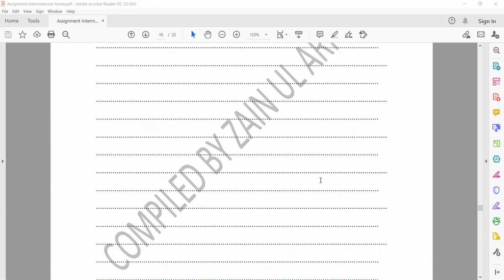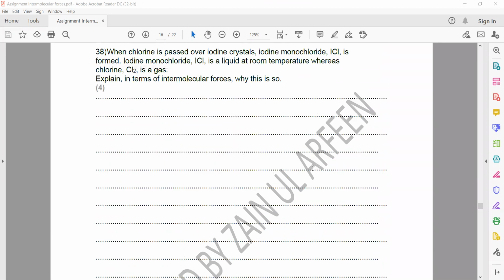Question 38. When chlorine is passed over iodine, it forms ICl, iodine monochloride, which is a liquid at room temperature, whereas chlorine is a gas. So we have to compare the intermolecular forces between them. That is why chlorine is a gas, whereas ICl is a liquid at room temperature.